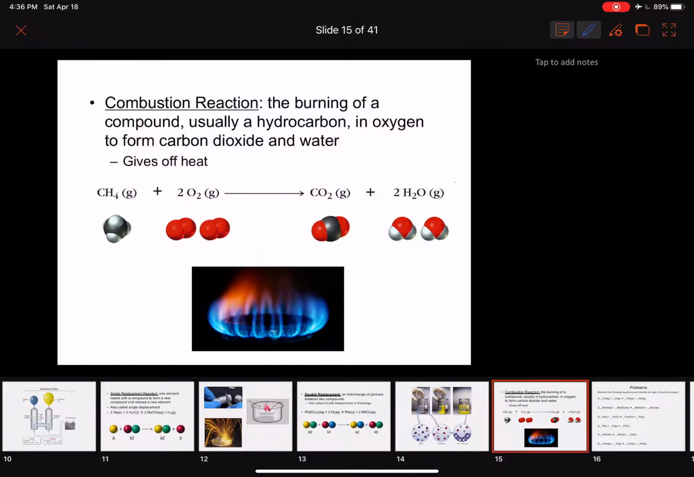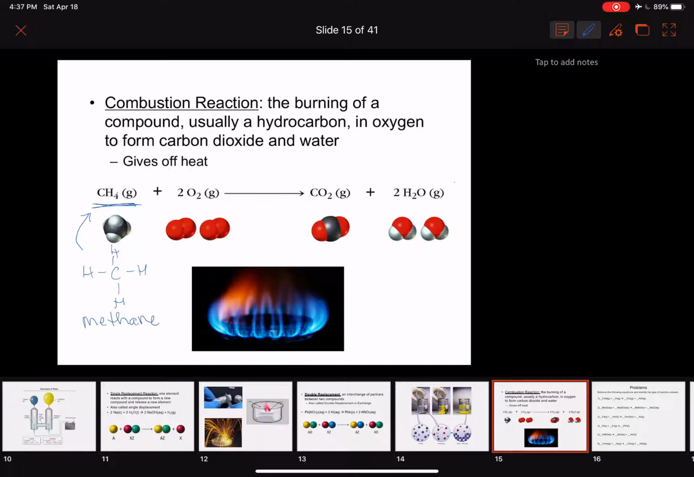And the next type of reaction we're going to talk about is a combustion reaction. Now, a combustion reaction, what we'll see is that we're going to take a hydrocarbon. So that is a molecule made up of carbons and hydrogens. And we're going to react it with oxygen. And our products are carbon dioxide and water. Now, the hydrocarbon that we have right here, it has a single carbon and it has 4 hydrogens around it. And this is called methane.